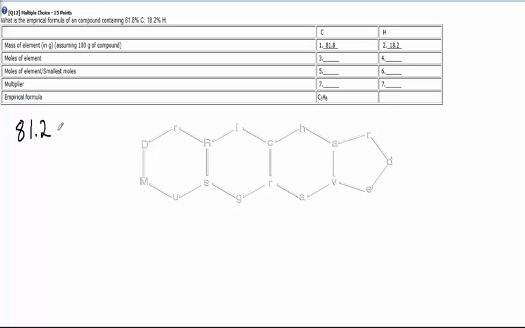So we'll start out with 81.8 grams of C. And we'll have grams of C on the bottom, moles of C on top. 1 mole of C is 12.01 grams of carbon. And that's going to come out to be 6.81 moles of carbon.